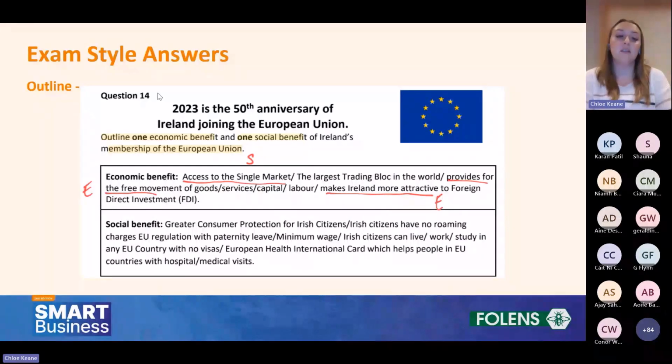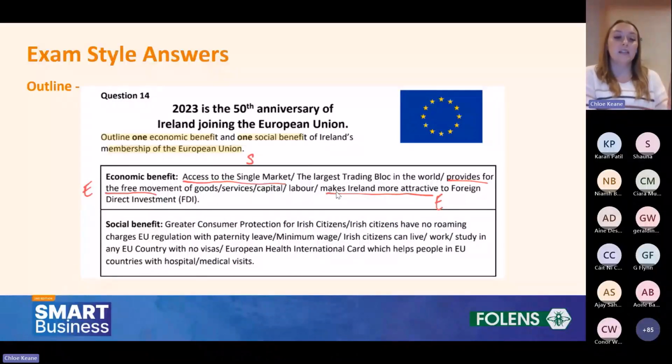So they should be using state, explain, examples. For example, access to the single market, explain this means that there'd be free movement of goods, or provides the free movement of goods, services, capital. And to explain the impact or the benefit, I try and give them what I call connector sentences. If I was asking them to do this in class, I would give them an example first and then try and get them to do another benefit using the same frame.